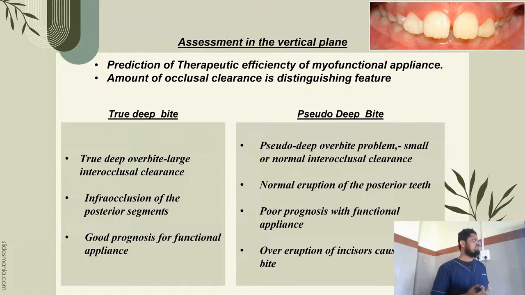And in pseudo deep bite cases, small or normal interocclusal clearance will be seen. These cases are usually due to the over eruption of the incisors or the anterior teeth. There will be normal eruption of the posterior teeth, and these cases have a poor prognosis with functional appliances. These cases are usually due to the over eruption of incisors causing deep bite.